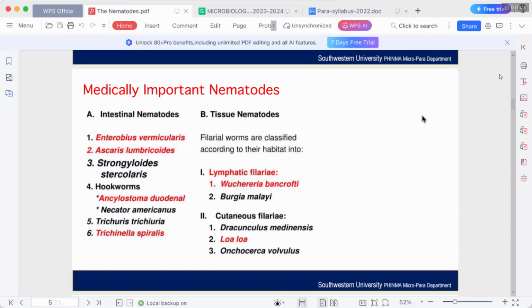And for the tissue nematodes, if you're familiar, you have your filarial worms that cause filariasis or filaria infection. Usually they are lymphatic parasites. Under that are Wuchereria bancrofti and Brugia malayi, and for the cutaneous, you have Dracunculus medinensis, Loa loa, and Onchocerca volvulus.